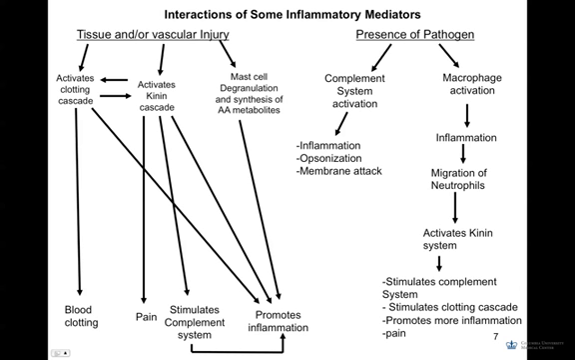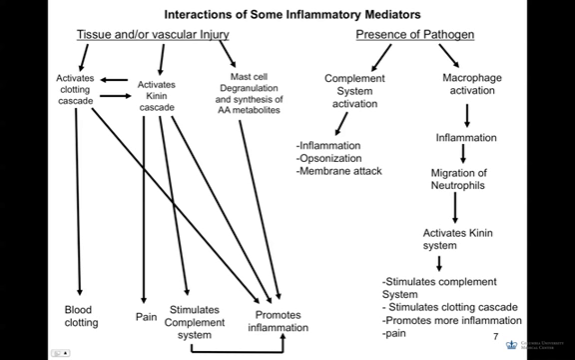So let's look at tissue or vascular injury. Tissue and vascular injury is going to cause, let's look at the first arm here, activation of mast cells. It's going to cause the mast cell to degranulate, synthesize these arachidonic metabolites like prostaglandins and leukotrienes, and basically it's going to promote inflammation. Okay? So tissue and vascular injury through a classic mast cell activation promotes inflammation.